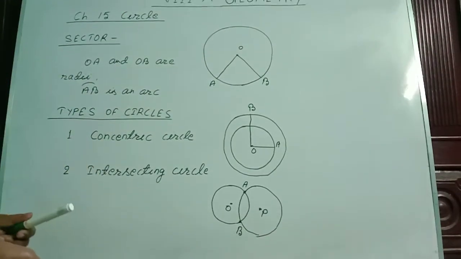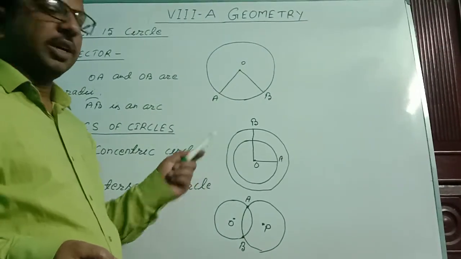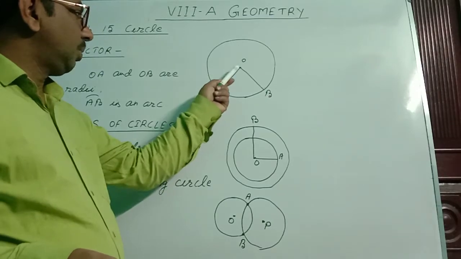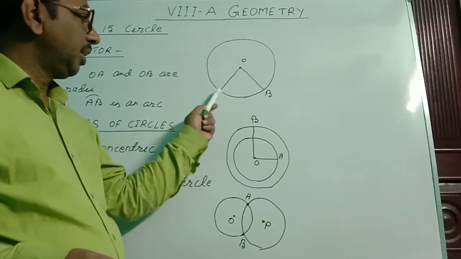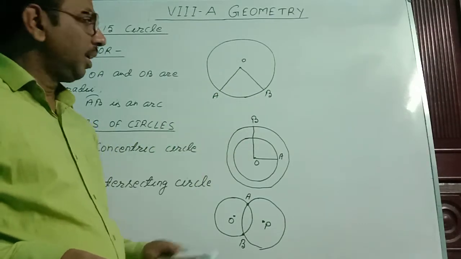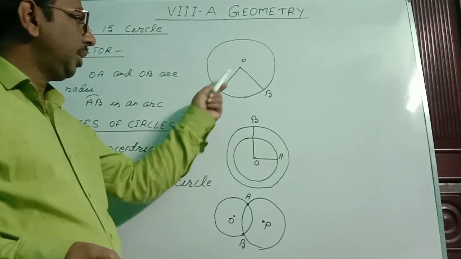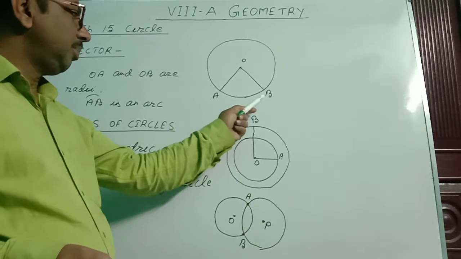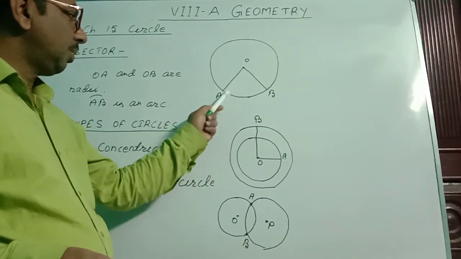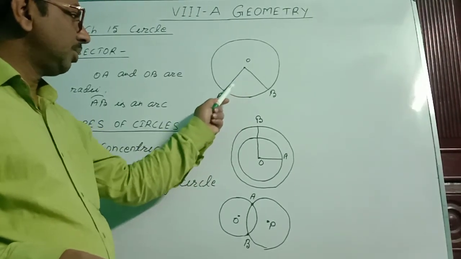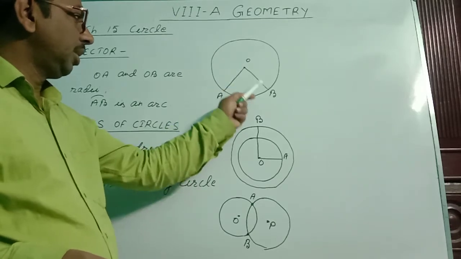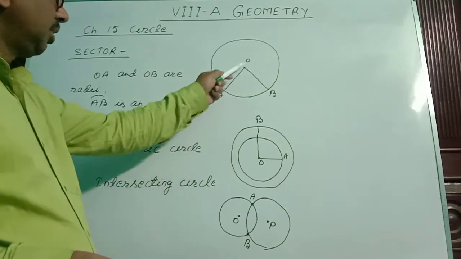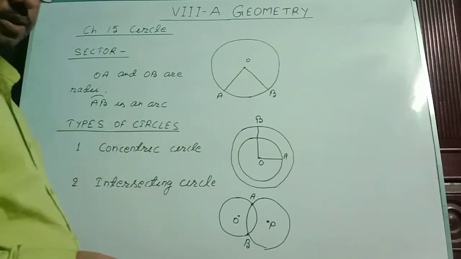Sector. The definition of a sector is a region that is enclosed by two radii and an arc. Here the two radii are OA and OB and the arc is AB. So this region OAB is enclosed by these two radii and this arc AB. So this region is the sector.